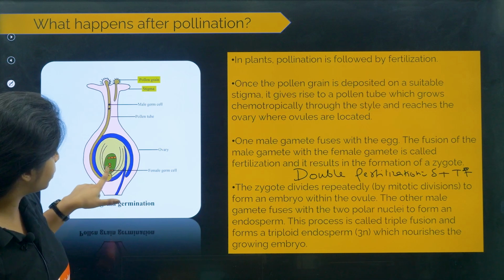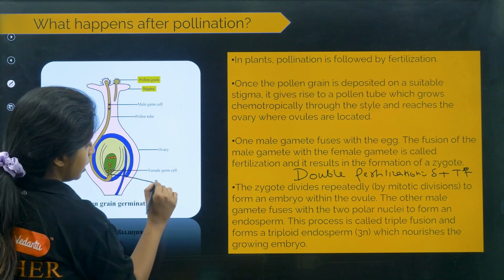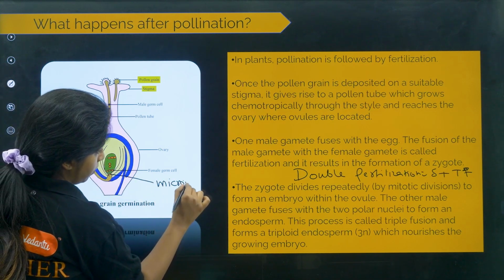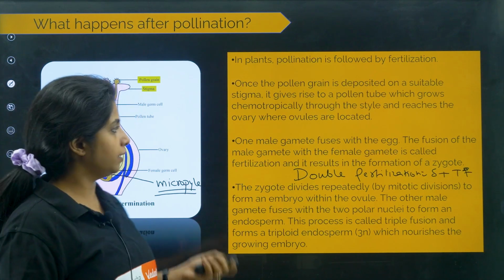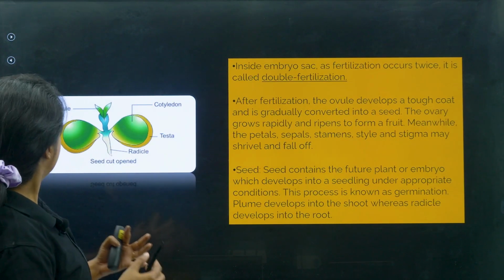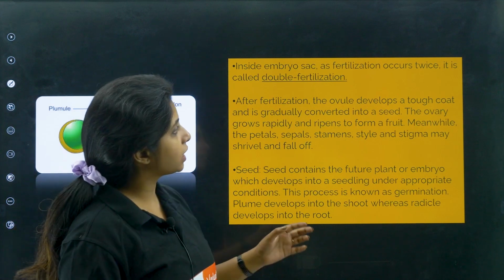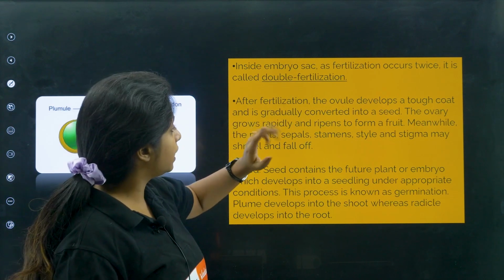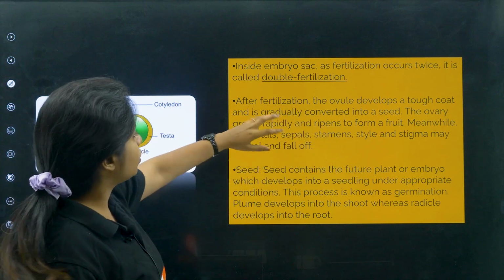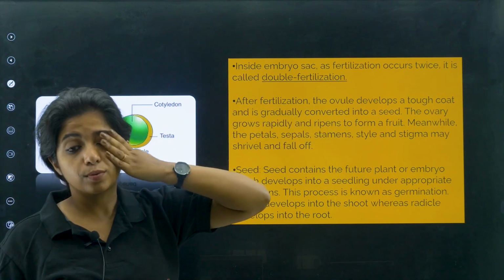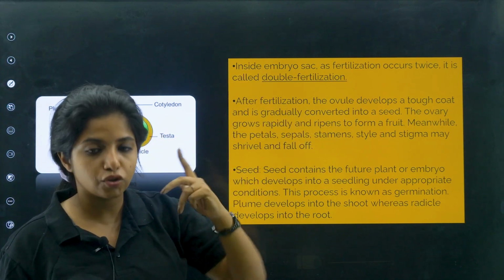So the area where the pollen tube is getting inside is known as the micropyle. Please remember, questions have come from this, I saw it. Okay. Now, inside the embryo sac, as fertilization occurs twice, it is known as double fertilization. Embryo sac, as in inside the ovule. Inside the ovule, you have a structure known as the embryo sac. I'm not going into detail, that's not there in your book.